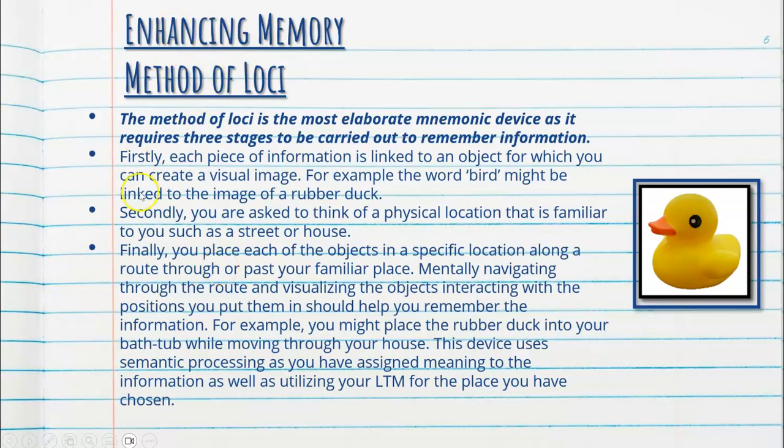So, mentally navigating through the route and visualizing the objects interacting with the positions you put them in should help you remember the information. You, for example, might place the rubber duck in your bathtub while moving through your house. This device uses semantic processing as you've already assigned the meaning to the information, as well as utilizing your long-term memory for the place that you've already chosen. This can be a really, really effective way to remember things that are quite complex or lots of information at once by giving them a specific location and linking the objects to that location.